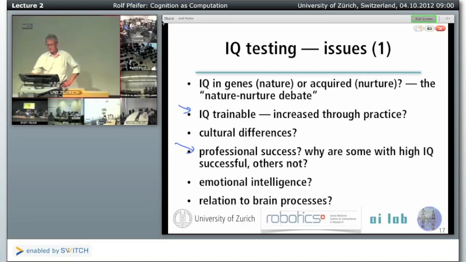And then we also looked at this point. What about professional success? Why is it that some people with high IQ are successful in their professional lives and others are not? We talked about emotional intelligence. Then there is this big issue, how does that relate to brain processes? Are the brains of people with high IQ different from brains of people with lower IQ?